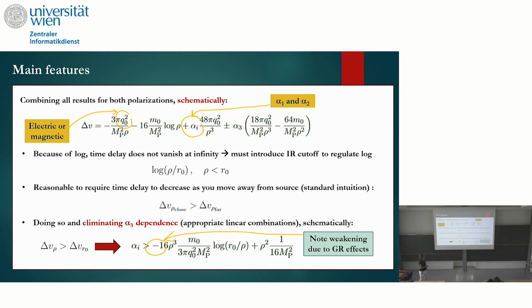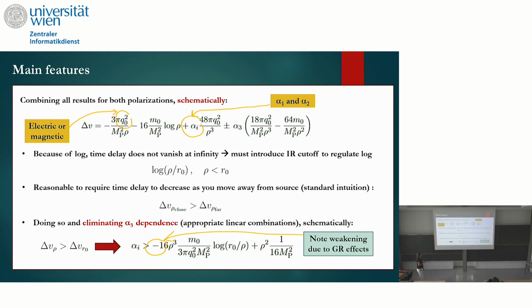One reasonable thing to impose is to say that the time delay closer to the source should be greater than the time delay farther away from the source. And so as you move far out, you expect the time delay to get smaller. So you can use that and the fact that there's some kind of IR cutoff to maybe extract more information about these coefficients. If you impose this condition and take appropriate linear combinations of these time delays by playing around with your polarizations, you would get some kind of expressions like this. Here I've eliminated alpha 3 just by taking linear combinations of these guys.